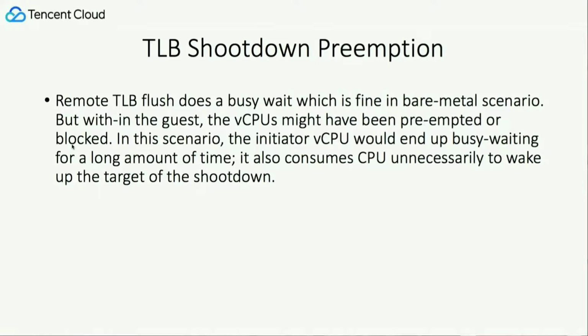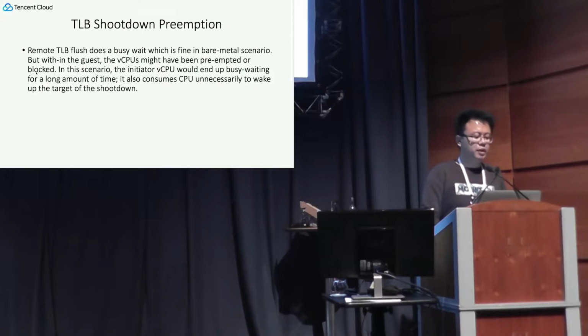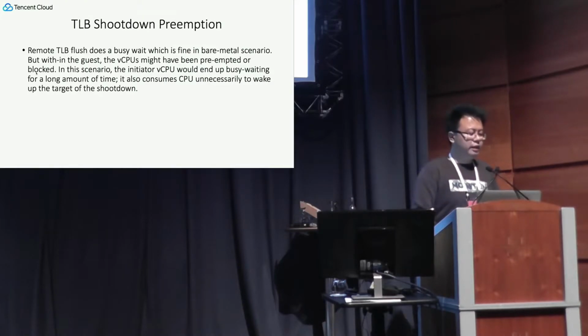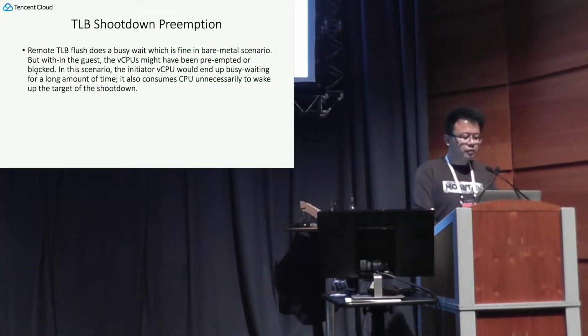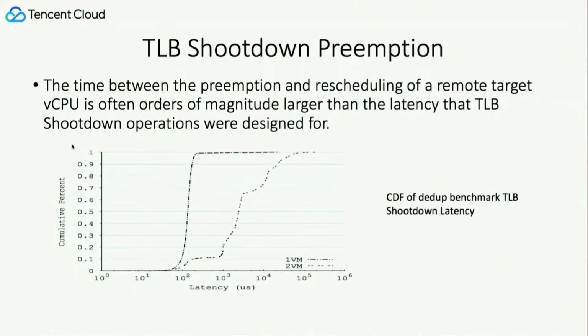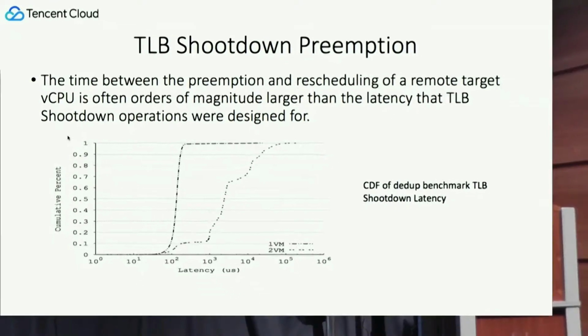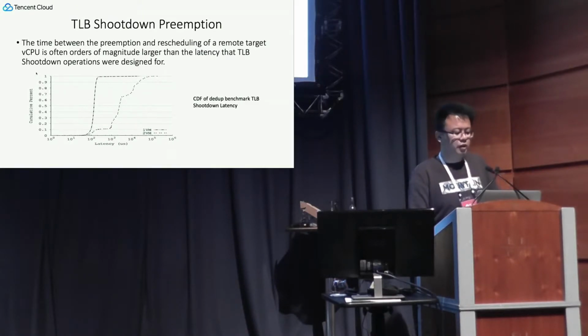Remote TLB flush does a busy wait, which is fine in the bare metal scenario, but within the guest, the vCPU may have been preempted or blocked. In this scenario, the initiator CPU would end up busy waiting for a long amount of time. It also consumes CPU unnecessarily to wake up the target of the shootdown. The time between the preemption and the rescheduling of a remote target vCPU is often orders of magnitude larger than the latency that the TLB Shootdown operations were designed for.